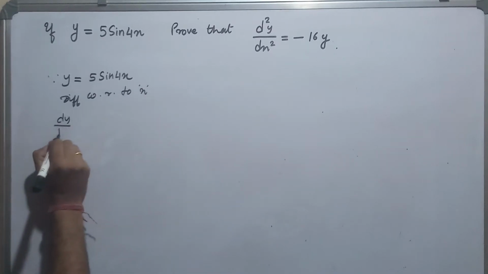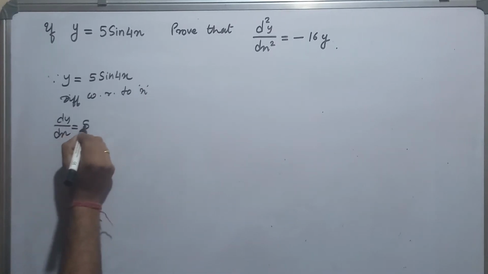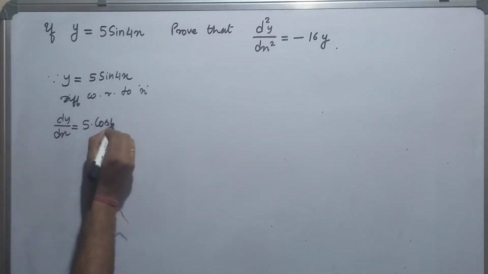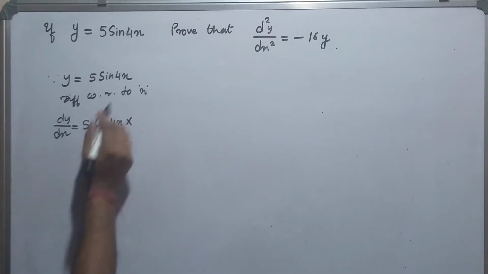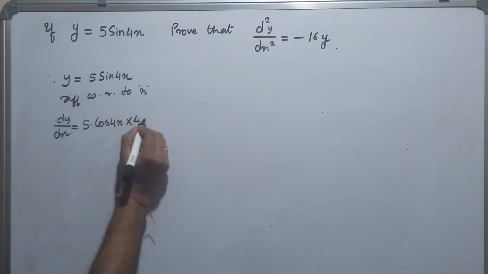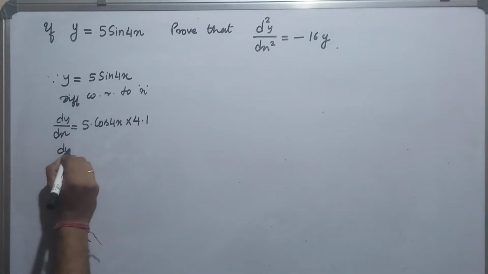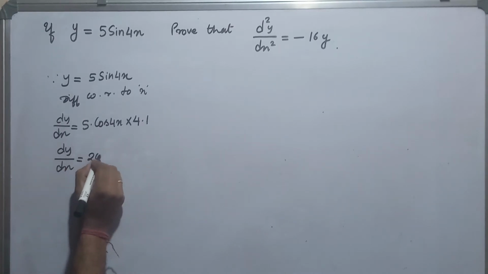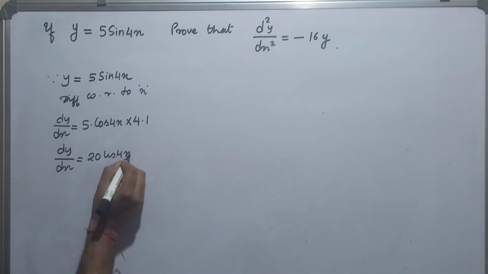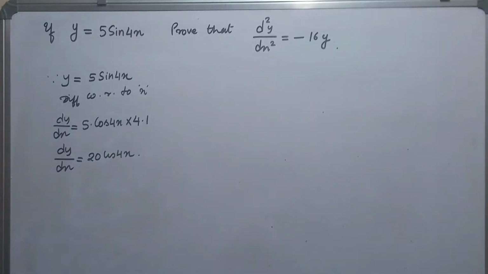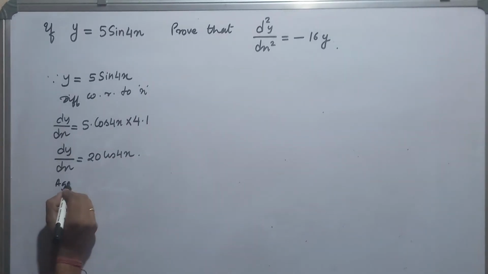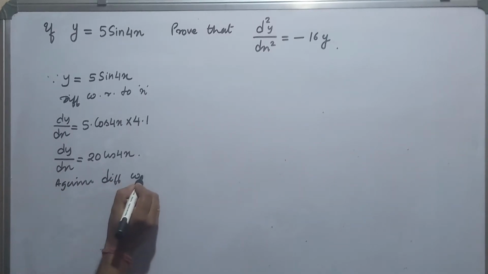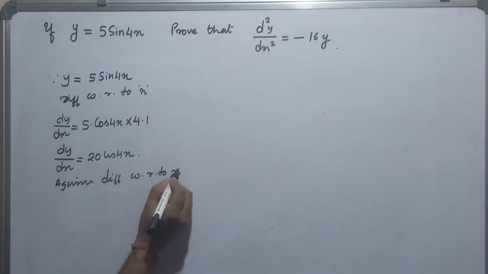Now dy by dx is equal to 5 into the derivative of sine 4x, which is cos 4x, into the derivative of 4x, which is 4, and the derivative of x is 1. Now we have dy by dx is equal to 5 fours are 20 cos 4x. This one is the first order derivative. Again differentiating with respect to x.